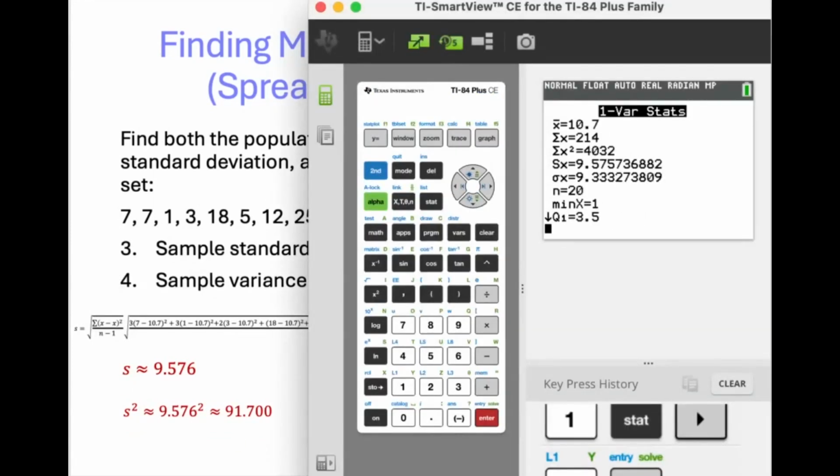Notice the calculator doesn't give us the variance right out. For example, for the sample standard deviation, it gives us that value. We need to square that if we want to find the sample variance. For the population variance, it's also not listed. All we do is take the population standard deviation and square it, and then we'll get that population variance amount that we found by hand earlier.